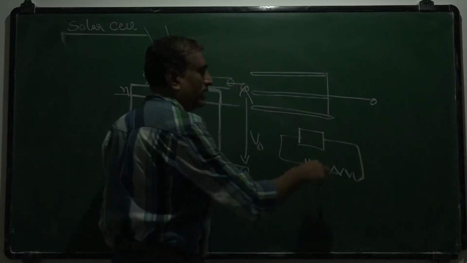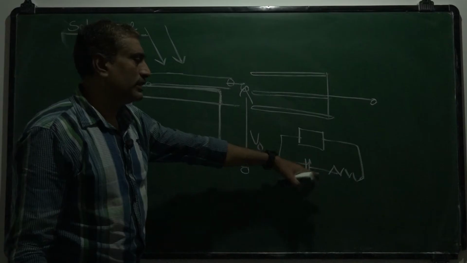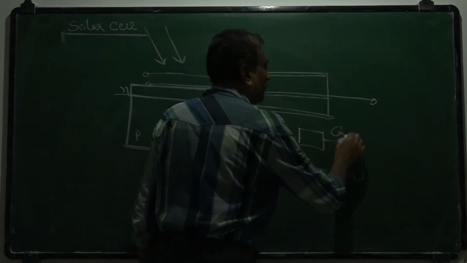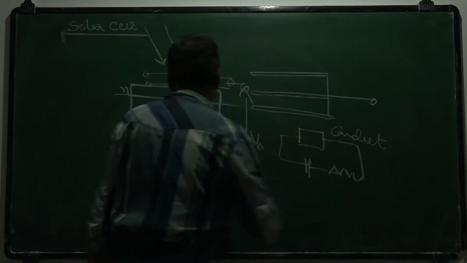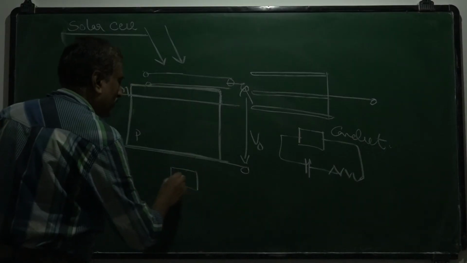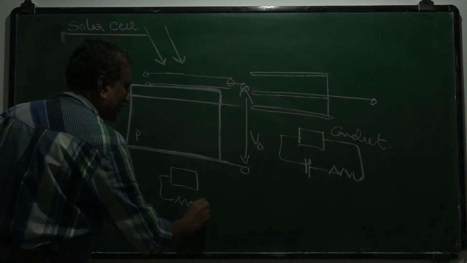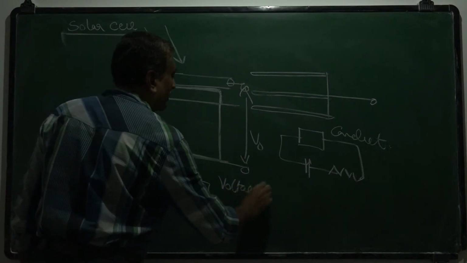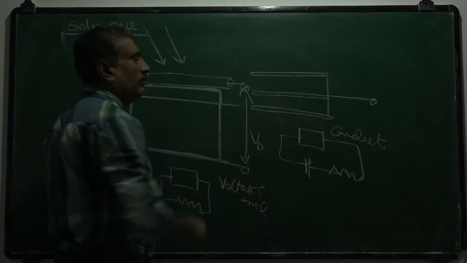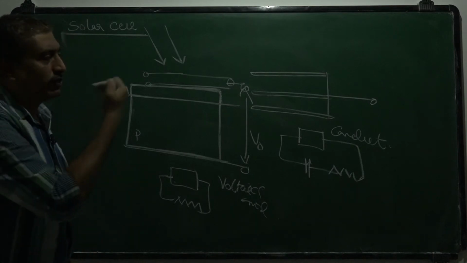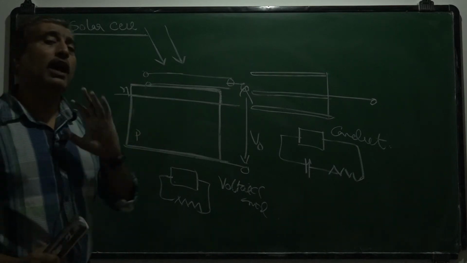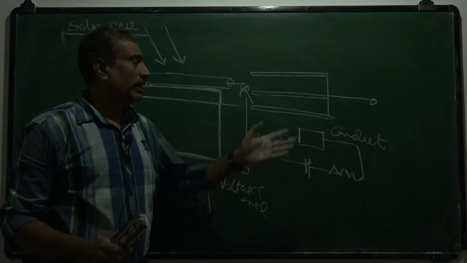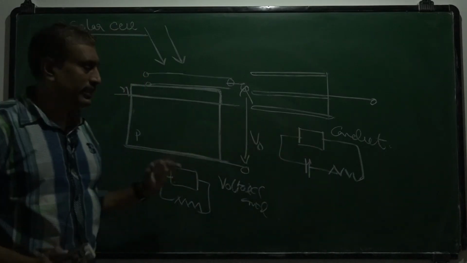Through a series connection, this mode is called photoconductive mode, whereas in this solar cell we connect it in parallel like this. This is called photovoltaic mode. So the working of a solar cell and a photodiode is exactly the same, but the operating mode is different. This is in photoconductive mode and this is in photovoltaic mode.